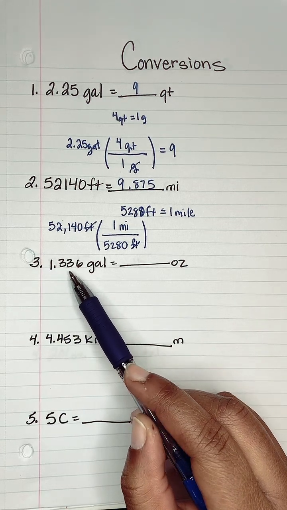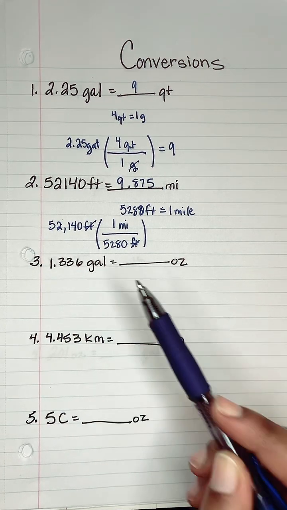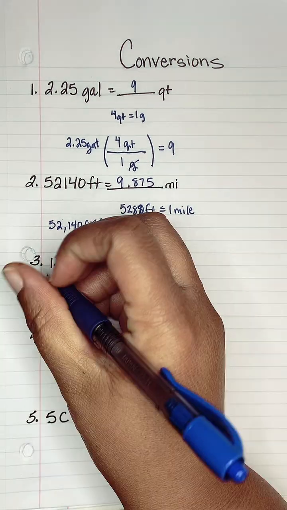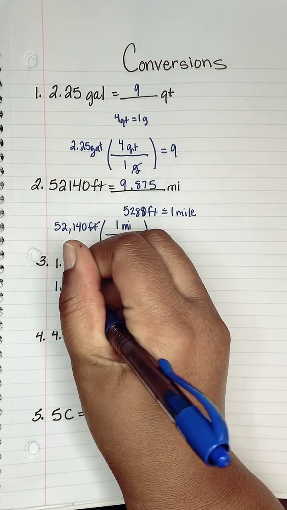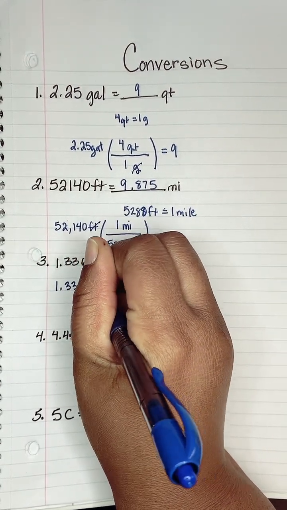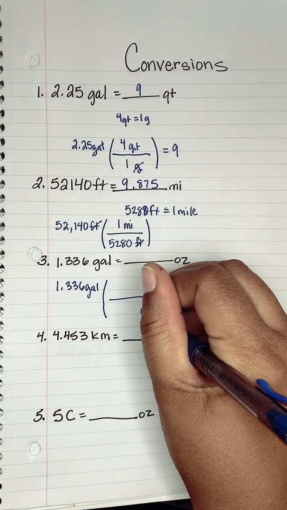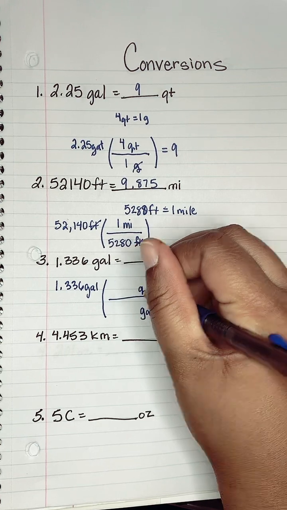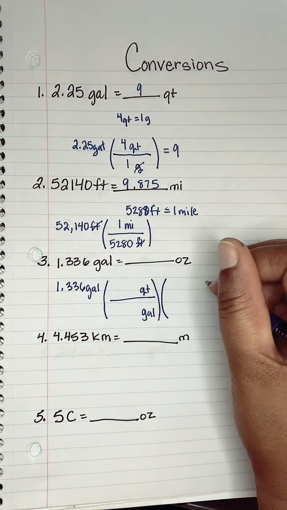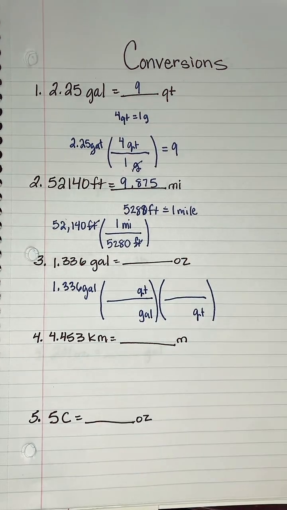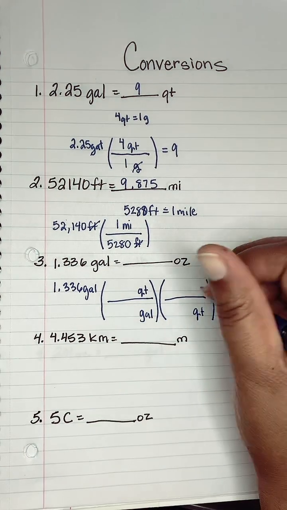So number 3, we have 1.336 gallons. We want to go to ounces. So we have to know a little bit about how ounces work with gallons. Remember, you're always going to start with your gallon. Now we need gallons to cancel. So we're going to put gallons here, and then we're going to go to quarts. But in quarts, we want the quarts to cancel and go to pints, okay?